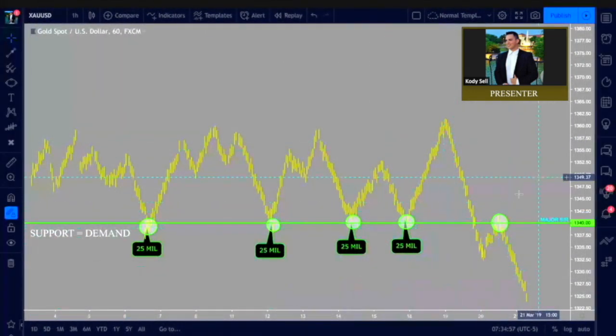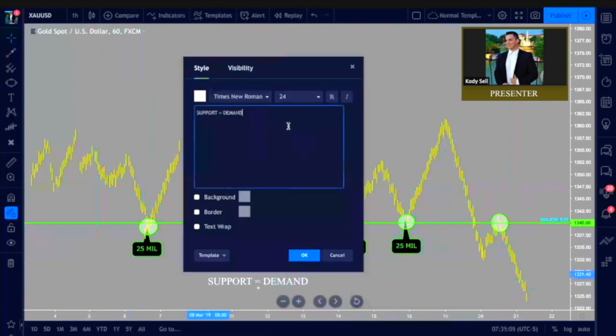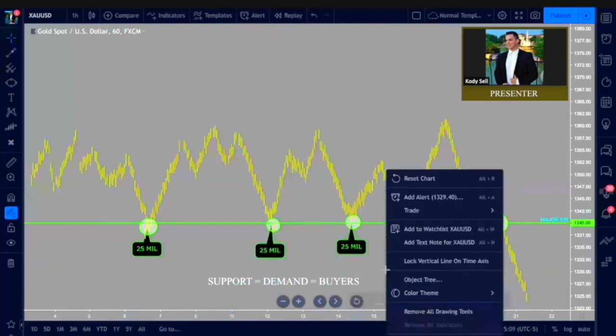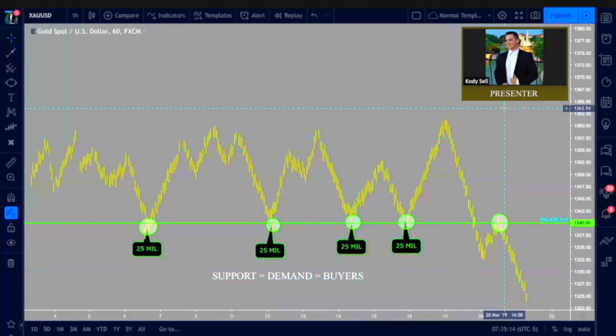All right, now why did I change all of this to green? The reason is that I'm going to move this down here now. Support is equal to demand, which is equal to buyers. So anytime you hear the word support or demand, you need to think buyers. There are buyers in the market.